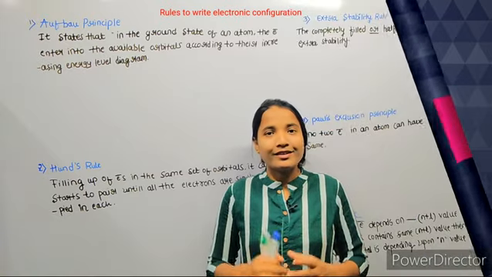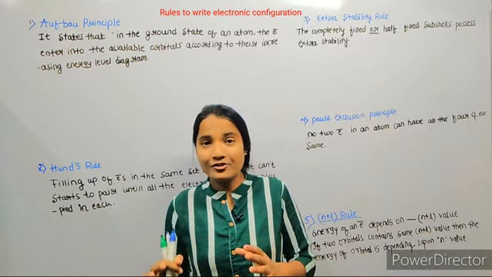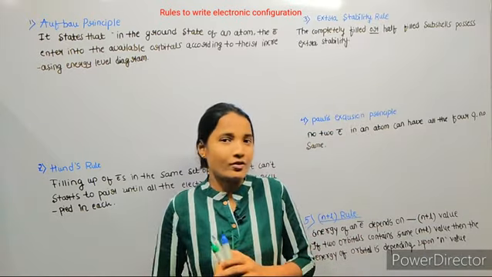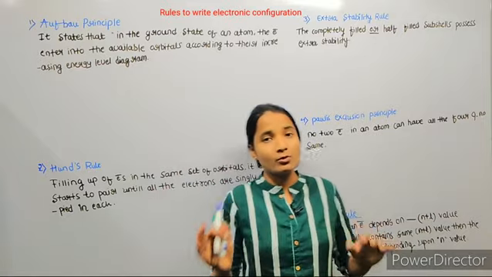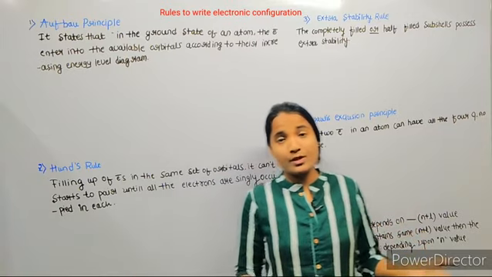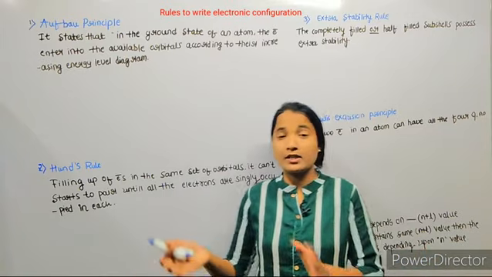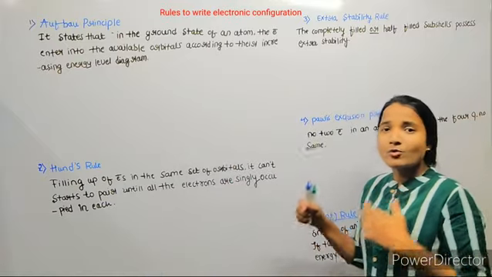Hi everyone, here I am going to discuss the rules to write electronic configuration. Dear students, while writing the electronic configuration of elements, we must follow some different types of rules. That is the Aufbau principle, Pauli's exclusion principle, Hund's rule of maximum multiplicity, stability rule, n plus l rule, etc. So let's discuss them one by one.